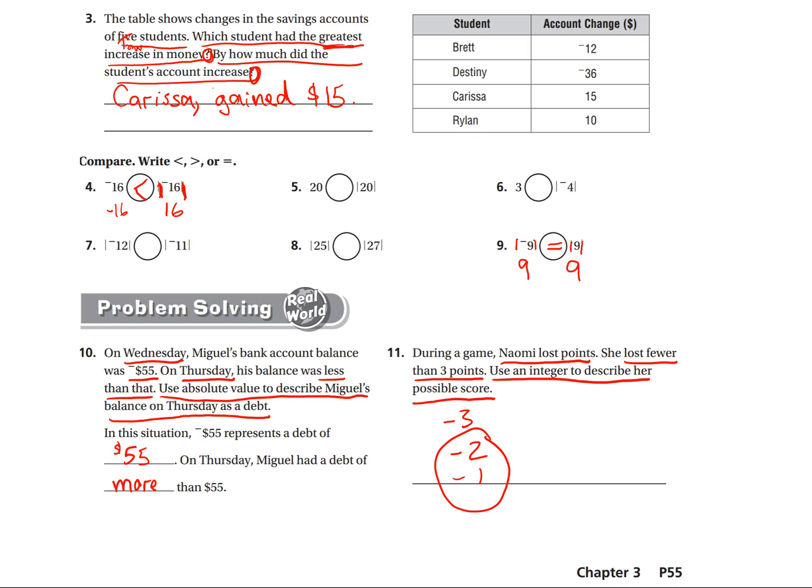Okay. Or I guess they're implying we can use absolute value here as well. So she lost fewer than 3 points, so negative 2 and negative 1. She can lose 2 or 1 point. Okay. So again, these are our answers.